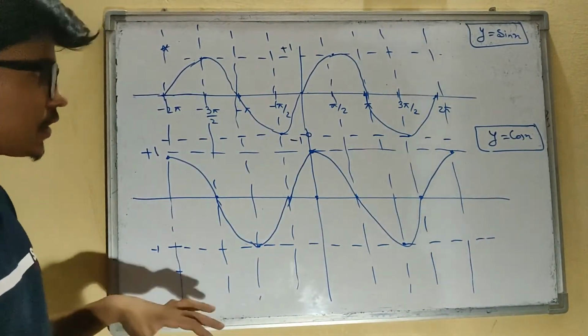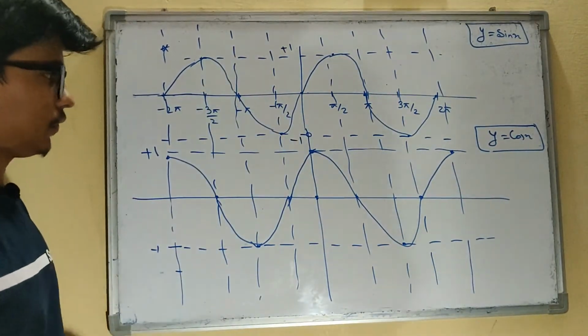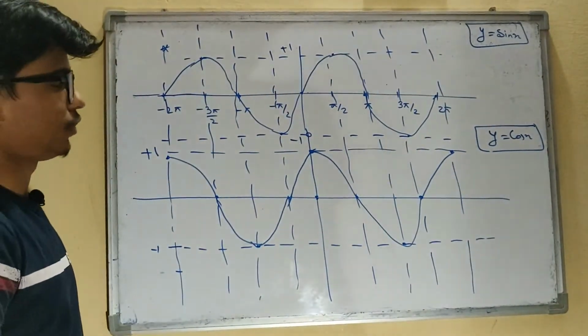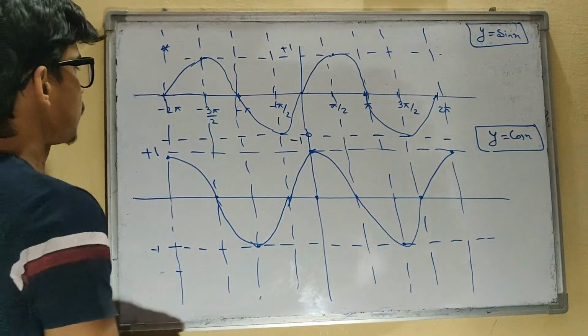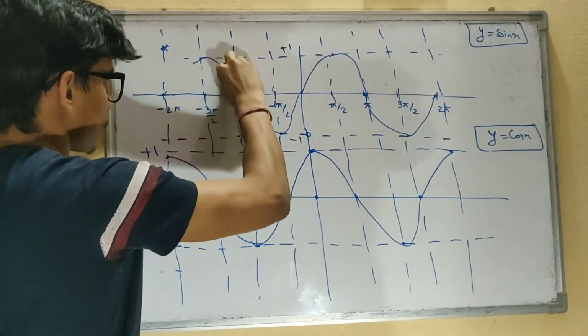Okay, so this is the graph of y equals sin x, and this is the graph of y equals cos x. We are going to learn more about them. Okay, so please make a note of it. Now I am just removing this so that I can draw further.